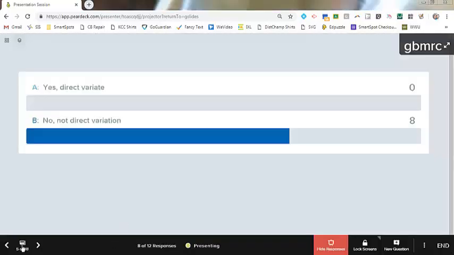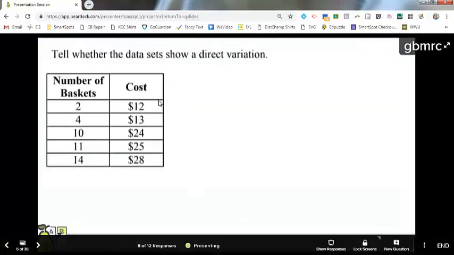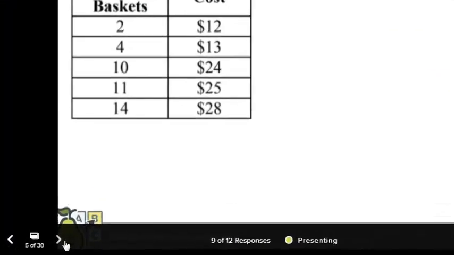It doesn't match all the way through. Somebody tell me what you got. What did we get when you divided this? This? Immediately you know, not direct variation. Good job.